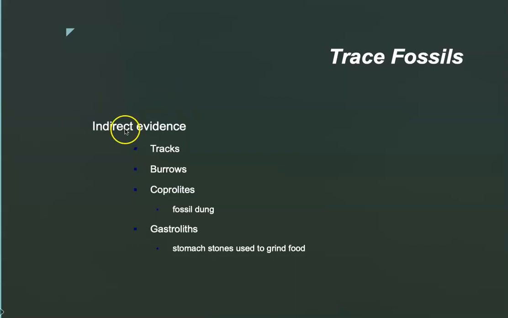They are indirect evidence. Maybe it's a track site. Maybe it's a burrow. Maybe it's poop. Coprolites are a really popular gag gift between geologists. I have received many coprolites from friends, and I have given many. It never stops being funny. Gastrolith. Now this is kind of cool. I will wait to explain it until we get to that slide, but these are easy to find.